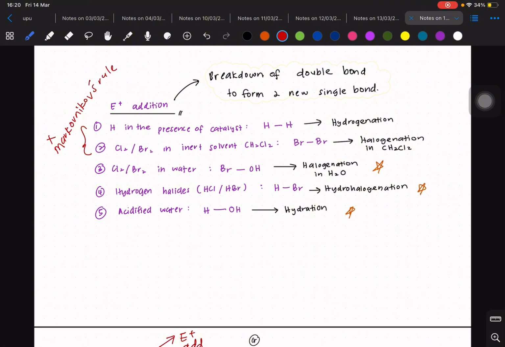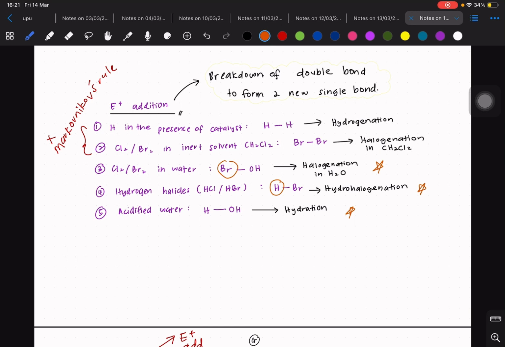And then moving on to the third, we have Cl2 or Br2 in water. So Br and also OH will be added. In this case, we need to consider the Markovnikov rule. When we consider the Markovnikov rule, Br will be added to the carbon that has the greater number of hydrogen atoms. And this is called halogenation in water. Next, we have hydrogen halides, for example, HCl or HBr, and H and also Br will be added, and this also requires the Markovnikov rule. So H will be added to the carbon that has the greater number of hydrogen atoms.